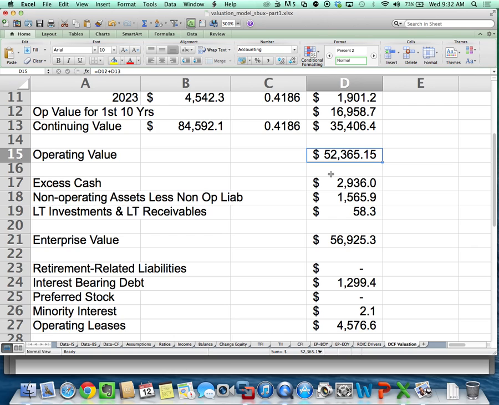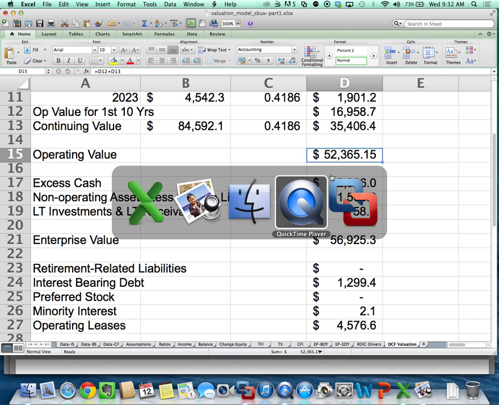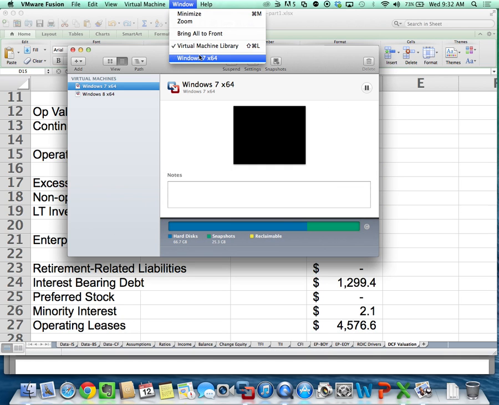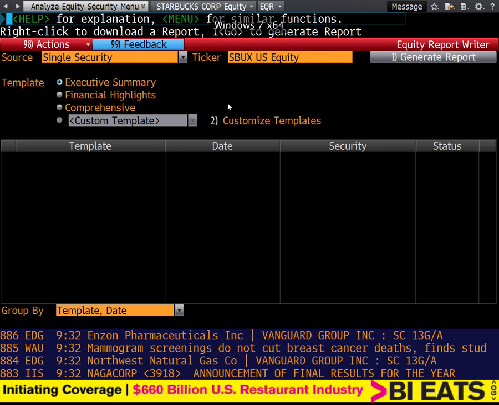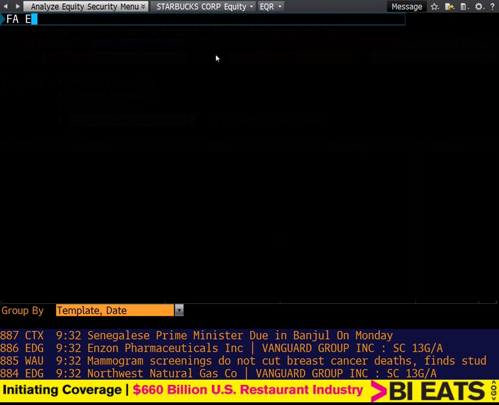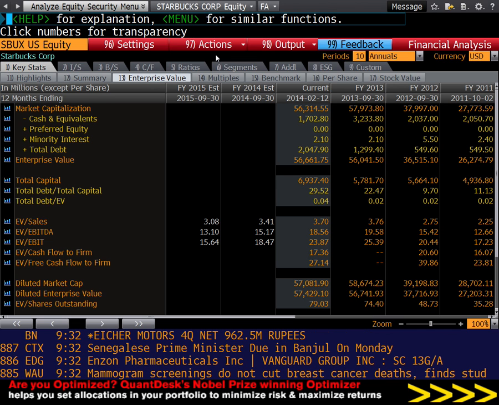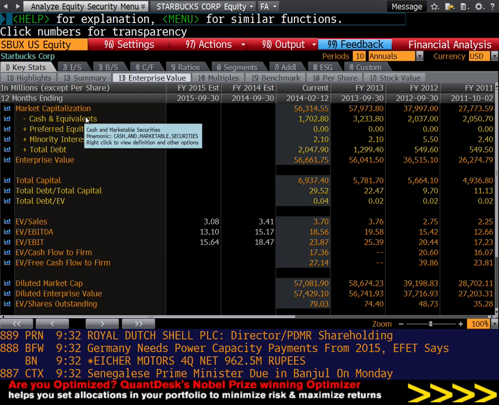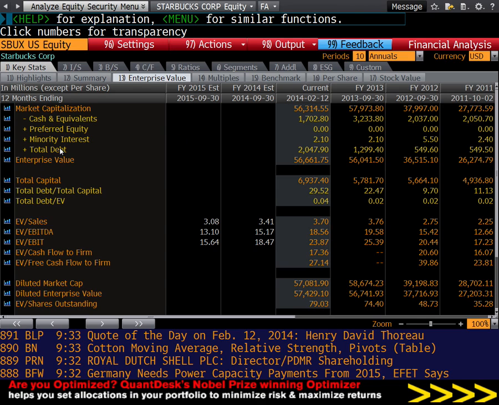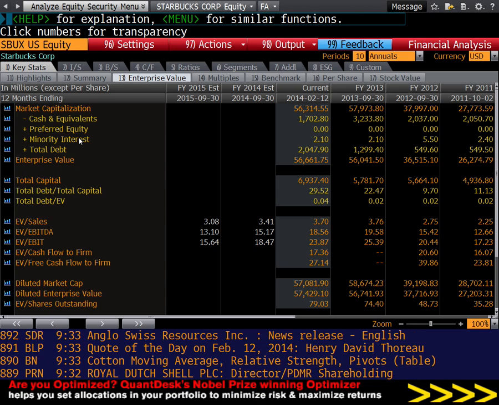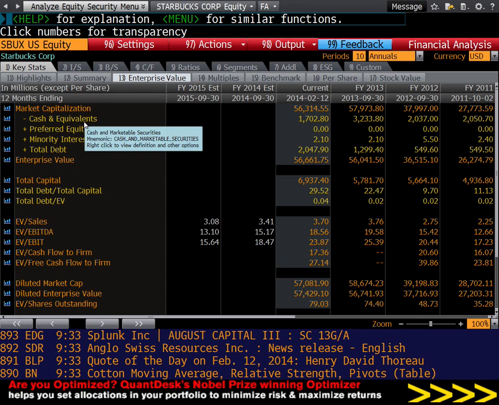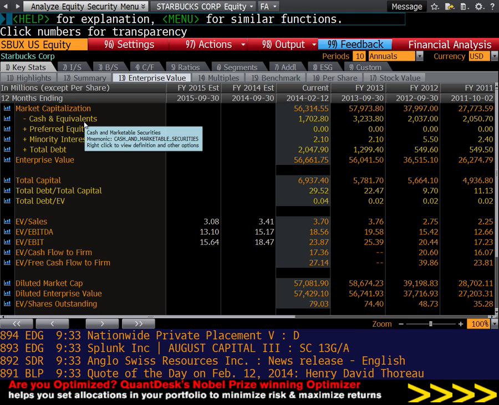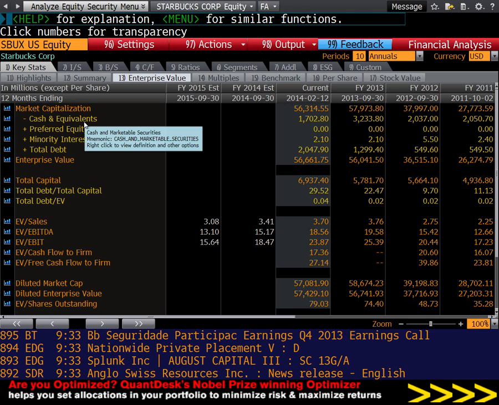So if I go to Bloomberg, just as an example, I look up Starbucks, and I type in FAEV, which gets me to my enterprise value analysis for Starbucks, here's their definition of enterprise value. Market cap minus cash plus debt. Equity, debt, minus cash. It's what you learned. So that's what I'm saying. But in this class, we would call that operating value.